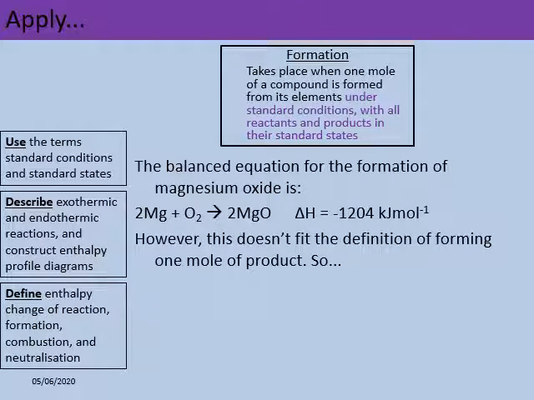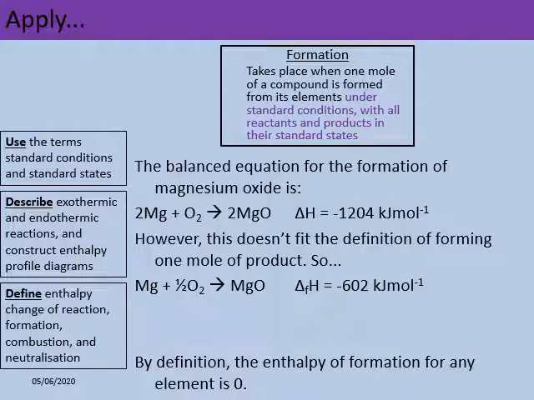However, that doesn't fit the definition that we have in the box at the top of forming 1 mole of product. I'm forming 2 moles of product in this equation. So in actual fact, the enthalpy change of formation for magnesium oxide is represented by half the enthalpy change of the reaction, i.e. minus 602 kilojoules per mole. By very definition, the enthalpy of formation for any element is going to be 0. It already is itself.